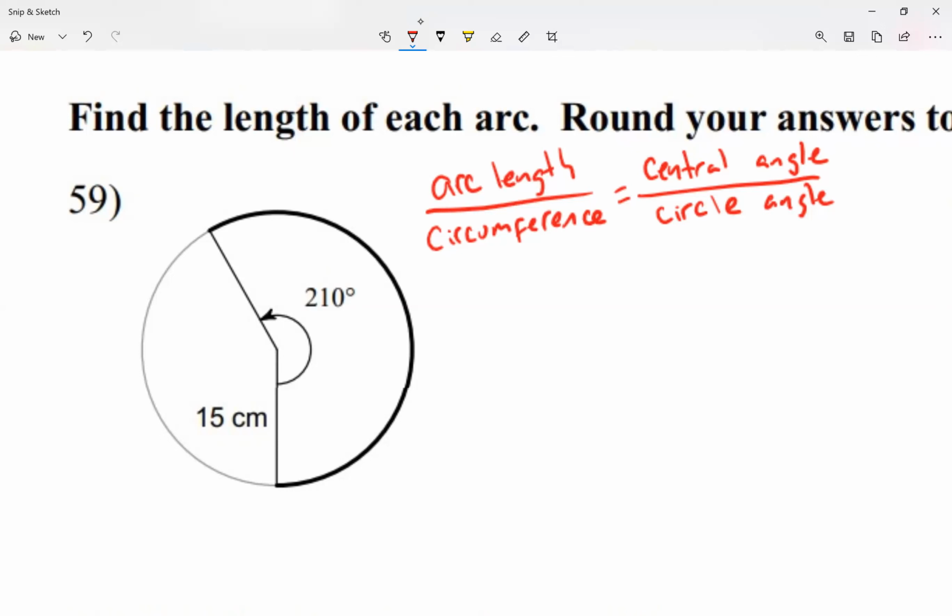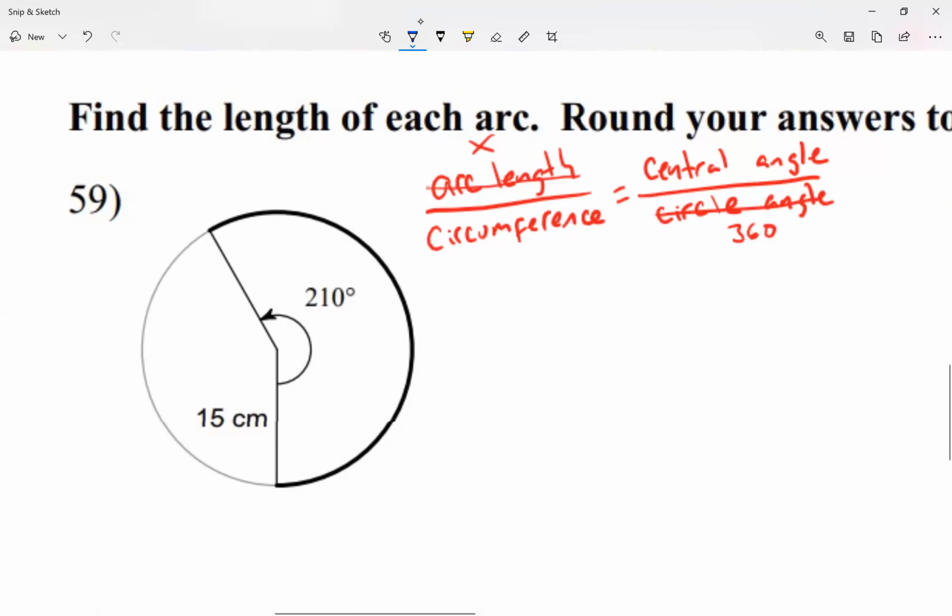Okay, so I'm asking for the arc length. So this arc length will be X. The other three measurements, like the circumference, the central angle, or the circle angle, which we know is always 360, those will be given. So let me work this out. I'm going to use this formula for today, okay?